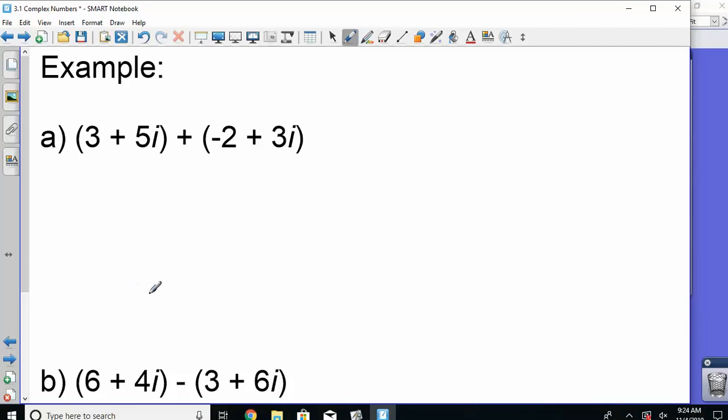So if I gave you this problem, and I told you to add, you literally just add like terms. So 3 and negative 2 gives me 1. 5i plus 3i is 8i. This is where I'm going to be a stickler. I want a plus bi form. So if you wrote 8i plus 1, I'd probably take off a half point. On the test, I will say in the directions, write your answer in standard form. So always a plus bi, the real plus the imaginary. Is A okay with everybody?